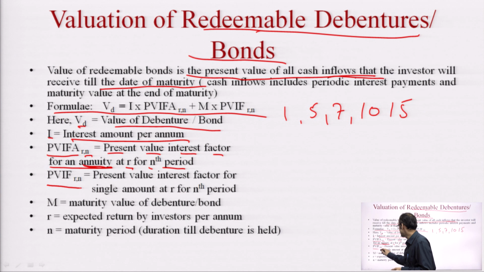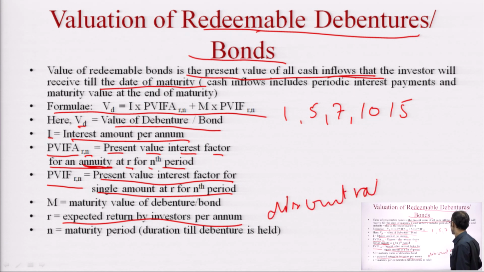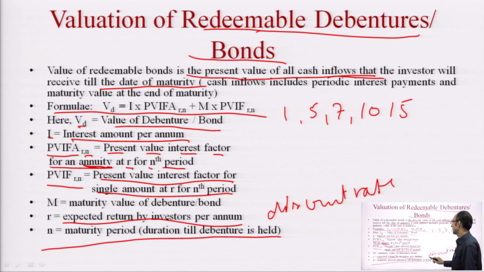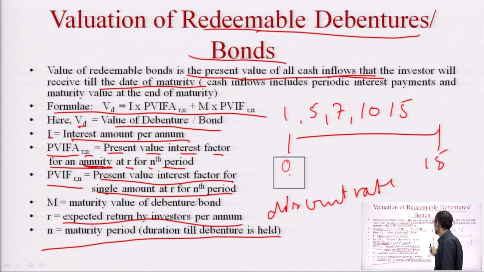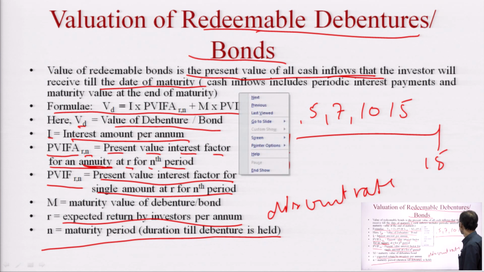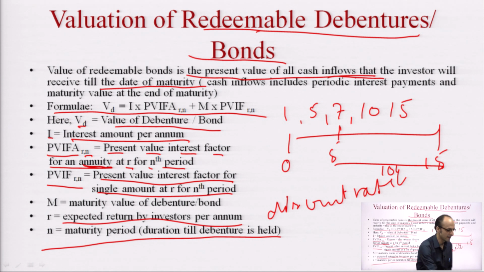Now, the next term is PVIF, present value interest factor for a single amount at R for N periods. R here means the rate of expected return by the investor, or the discount rate, and N here means the maturity period, the duration till the debenture is held. This maturity period depends on when the bondholder is purchasing or buying from the market. It can be the full length of the period, right from time 0 to the full 15 years. Say a bond is of 15 years maturity, a bondholder can purchase at time 0 and hold it for 15 years. Any other investor can purchase this bond in the secondary market, say in 5 years. Then the maturity period will be 10 years. Now we shall move to the next slide.